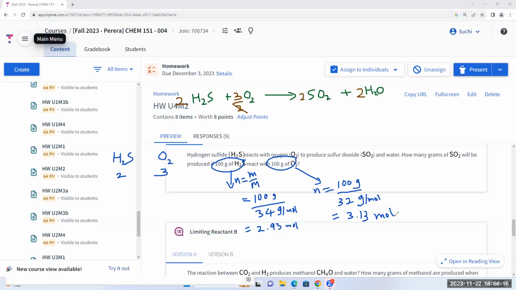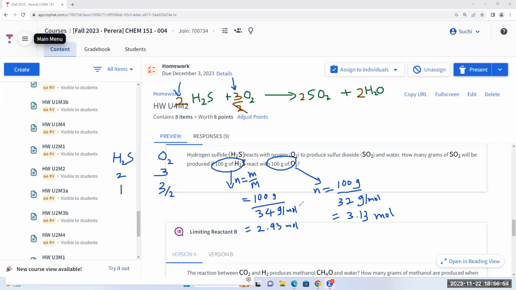Now what we want to do is determine which one is limiting the reaction. Here's how we do it. We can pick any one of them, H2S or O2. To react with 2 moles of H2S, I need 3 moles of O2. How do I know this? From the balanced chemical reaction. Here's 2, here's 3. To react with 2, I need 3 oxygens. To react with 1, I need 3/2 moles of oxygen.